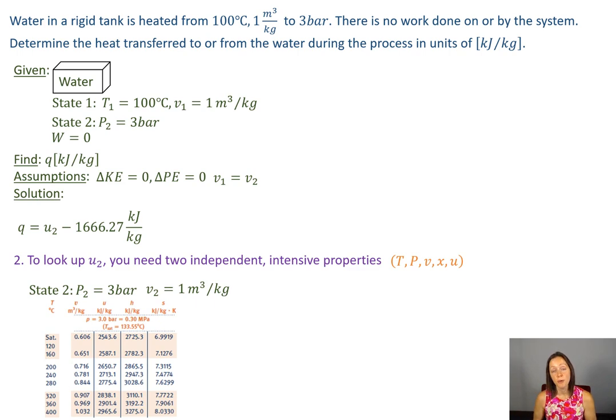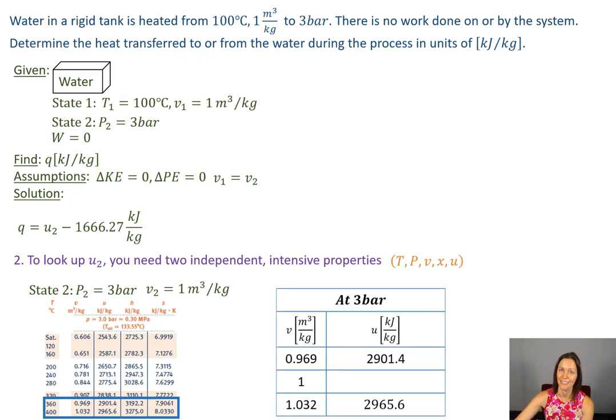And remember, those superheated tables are organized in blocks of pressure. So I go to the block corresponding to 3 bar, and I just look down that specific volume column and see, well, where's 1? It's not on there. But I do have a specific volume right above and right below that, 0.969 and 1.032 meters cubed per kilogram. So my answer is I need to interpolate.